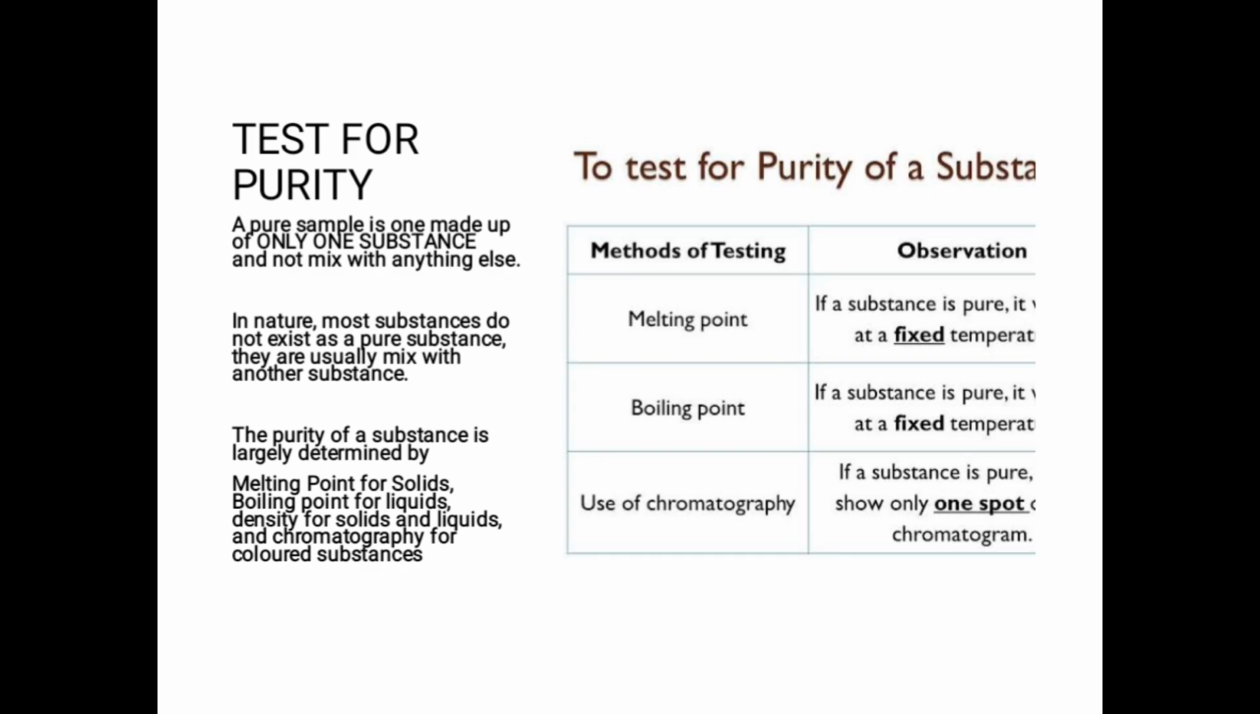To test a solid substance, for example, if you have a definite melting point at a fixed temperature, that means the solid is pure. If it has a definite boiling point, that means the liquid is also pure. If it has a fixed density, that means both solid and liquid are pure. And if it shows only one spot in the chromatogram, that means the colored substance is also pure. So these are methods by which you test for purity of substances.